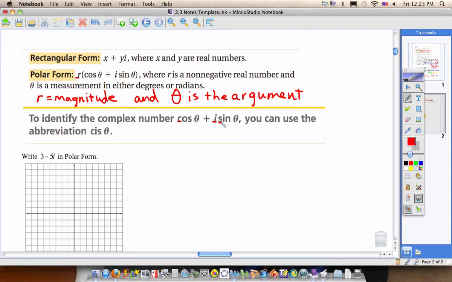The shortcut way of looking at that, if we look at this, we have cosine, and then i, and then sine. So the abbreviation is cis. C for the cosine part, I for the imaginary part, S for the sine. And that's all that part is saying.